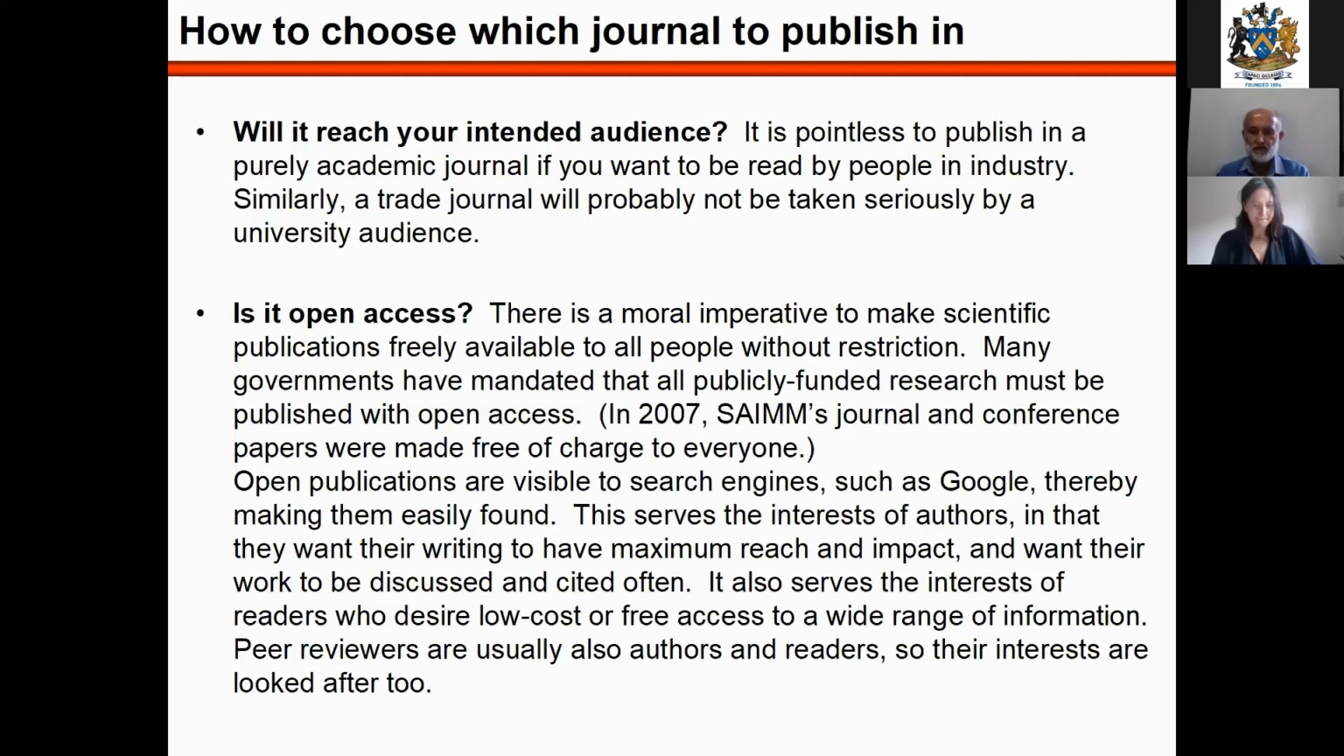Open publications are visible to search engines such as Google, thereby making them easily found. This serves the interests of authors in that they want their writing to have maximum reach and impact and want their work to be discussed and cited often. It also serves the interests of readers who desire low cost or free access to a wide range of information. Peer reviewers are also usually authors and readers, so their interests are looked after too.